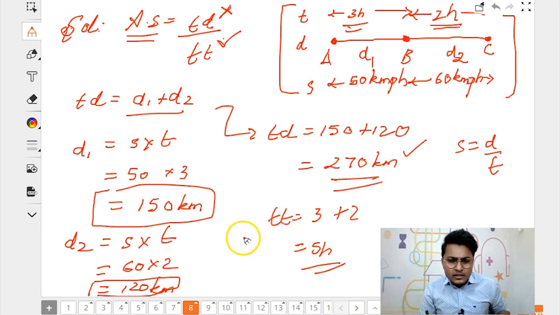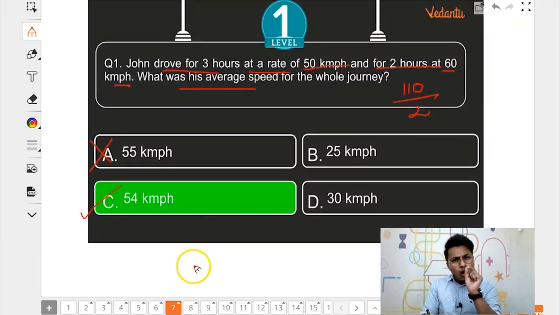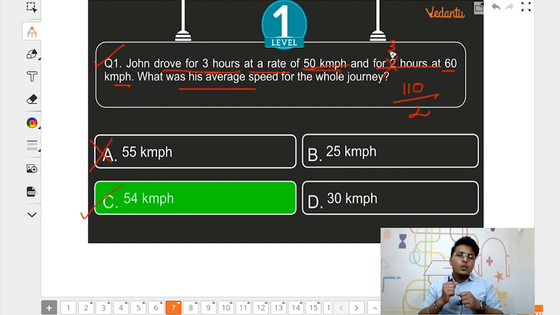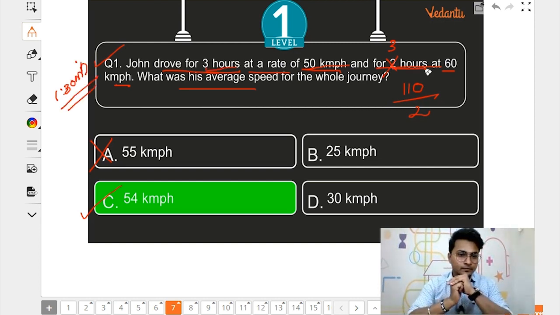Now guys, I will do a small moderation in the question. I will ask you to find the answer for this question. Not much change, but please find out what is going to be the average speed. You have the next 1.5 minutes. What is going to be the answer? Go for it, guys, quickly.